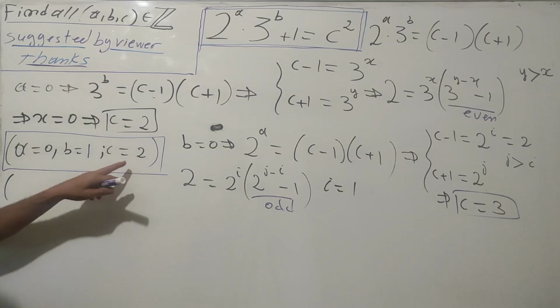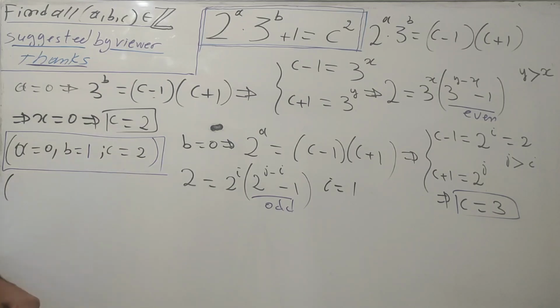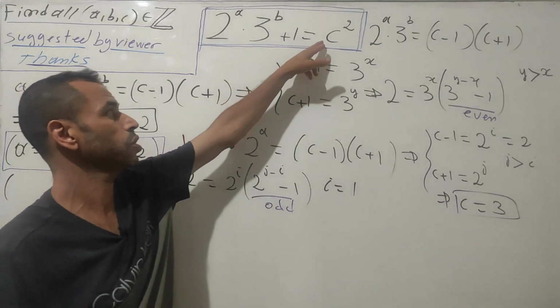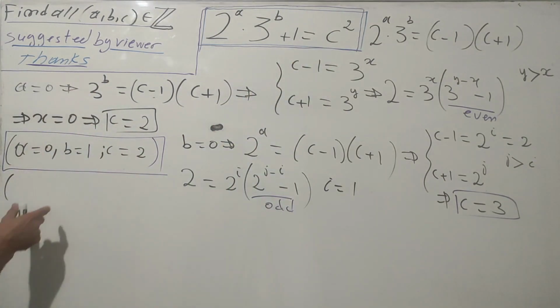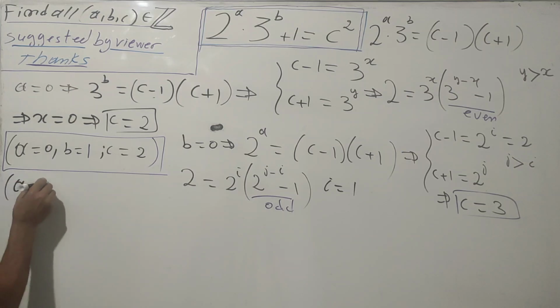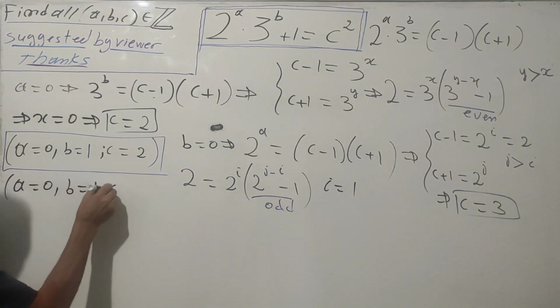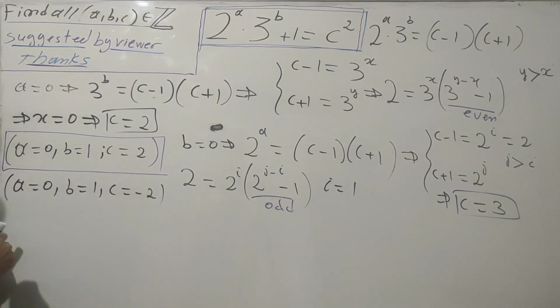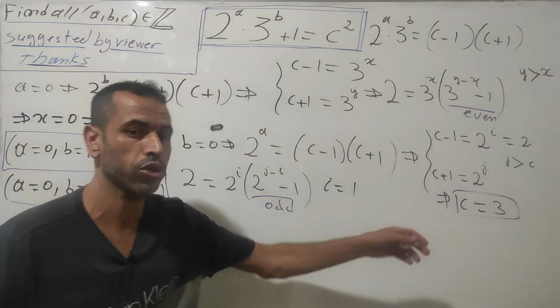Don't forget I have another solution here, because if you replace c with minus 2, I will have another solution. So let's take that solution: a equals 0, b equals 1, c equals minus 2. Here is the second solution.